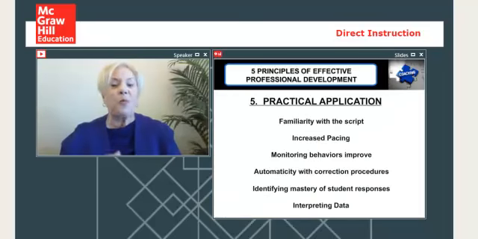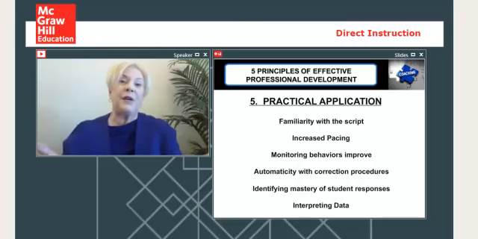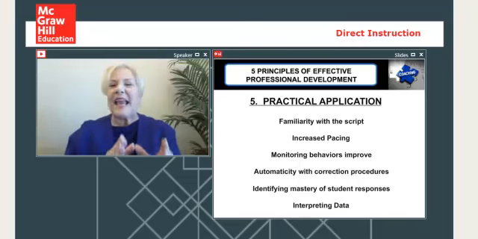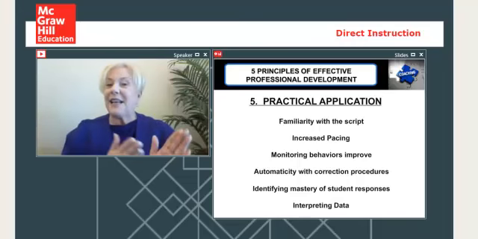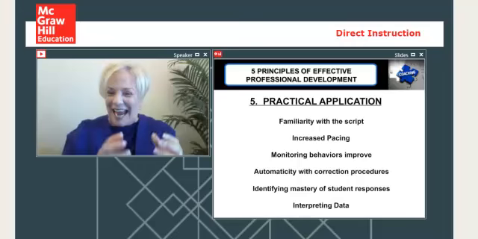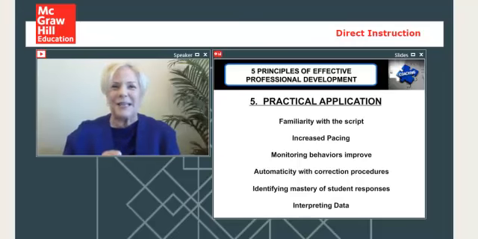As we move along, we look at our last step, and that's practical application. Well, how do we know it's happened? Well, one, there should be more familiarity with the script. When there's more familiarity, the pacing's going to be faster. You should see teachers monitoring behaviors better. Instead of having their head in the book reading the colored print, they're actually looking at the students and listening for those answers. But not only listening, but judging.